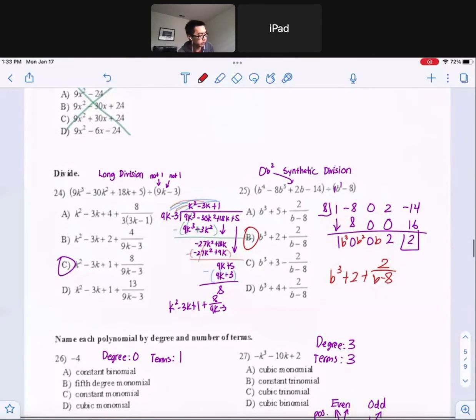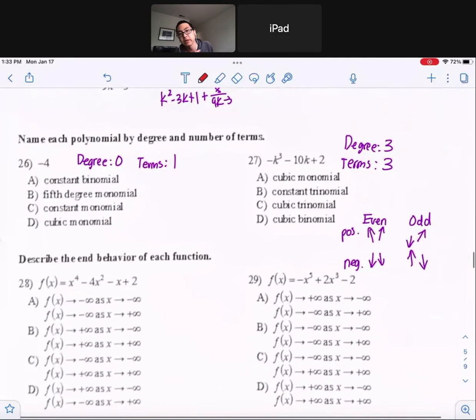Okay, so name each polynomial by degree and number of terms. For 26, it's a degree of 0, because I don't see any variables, and it's 1 term. So that's called a constant monomial. For 27, this has a degree of 3 and there are 3 terms, so cubic trinomial. If it's degree 1, we call that linear. If it's degree 2, we call that quadratic. If it's 2 terms, we call it binomial, and for 4 degrees or 4 terms or above, it's just 4th degree polynomial, etc.